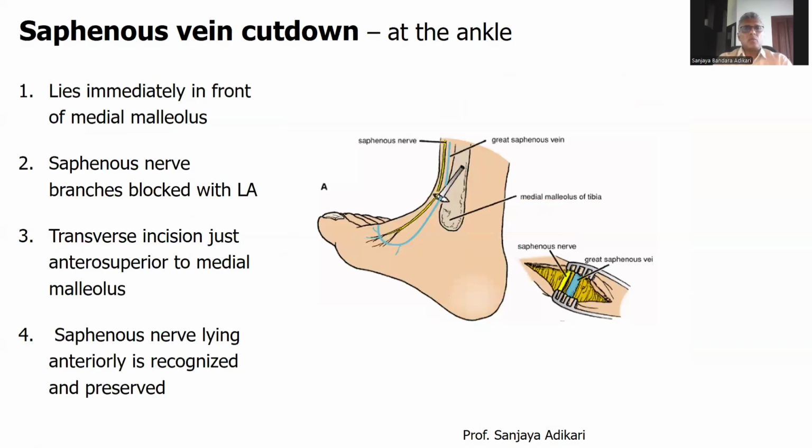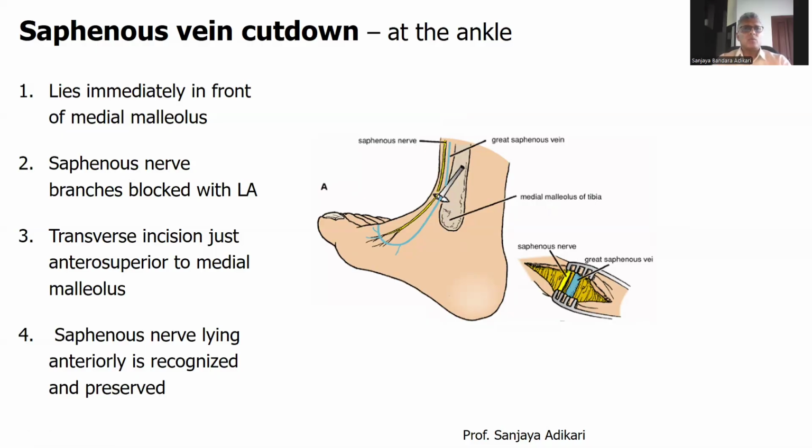Then you can do a saphenous vein cut down. The previous one was femoral vein catheterization. Saphenous vein cut down can be done, for example, in hypovolemic shock, in burn patients, or in any other condition where you cannot access veins in the upper limb. You can go for the saphenous vein. Either you can put a cannula, or if you still can't find it, you will do the cut down to find the vein.